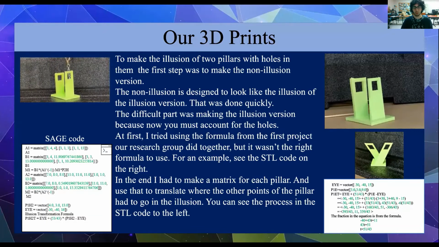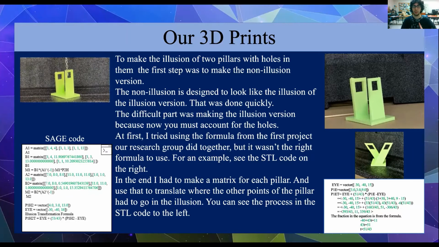So the non-illusion version was pretty simple. It was just like the first project that we all did together, and it was really fast. But once I got to the illusion version, that is where I had difficulties because I had to account for the holes and I had no idea how to do that. It wasn't until I talked to our advisor that I realized that I needed a matrix for both of the pillars, and that would help me to create the illusion version.